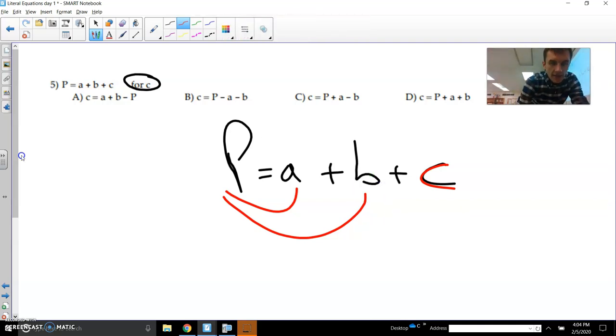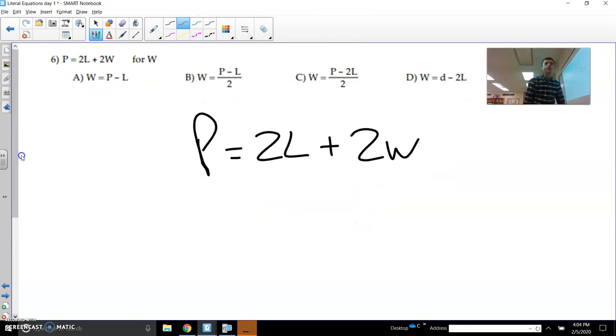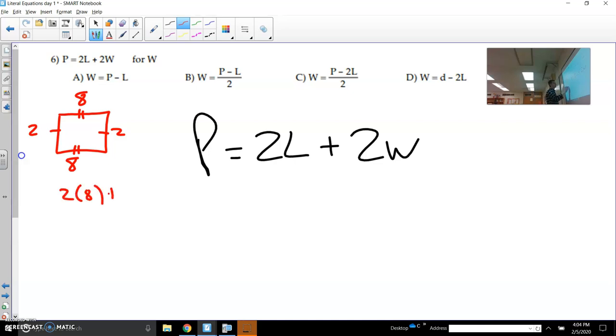Let's look at another one. This is actually a perimeter of a rectangle. If you have a rectangle, you have 2 opposite sides that are the same in length. So maybe these are both 2, and these are both 8. And so if I wanted to calculate the perimeter, I have 2 8s, that'd be 16, plus 2 2s, that'd be 4. And so I have a perimeter of 20 in this rectangle I made up.